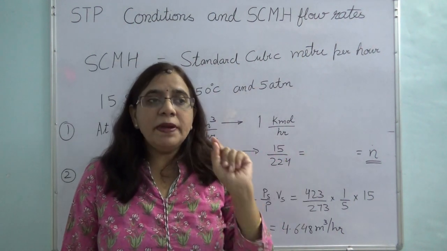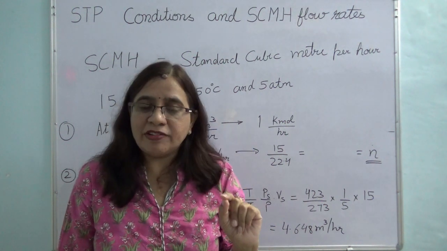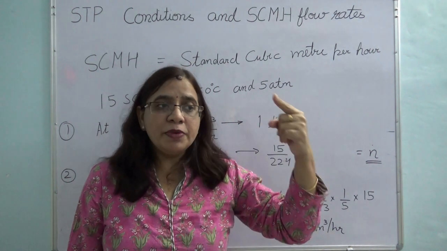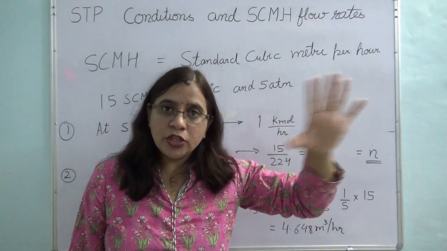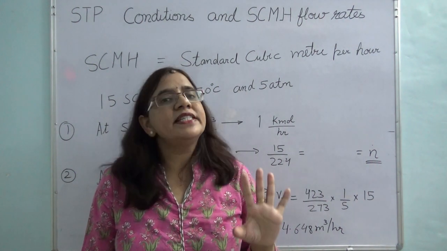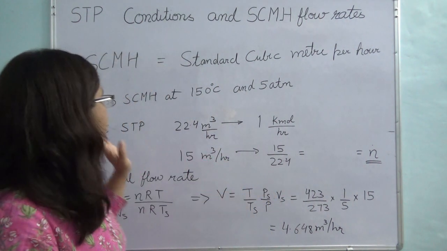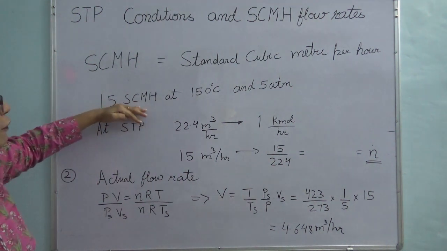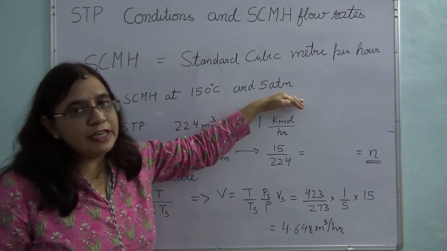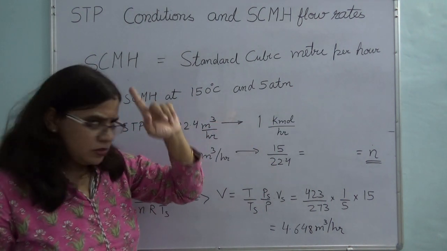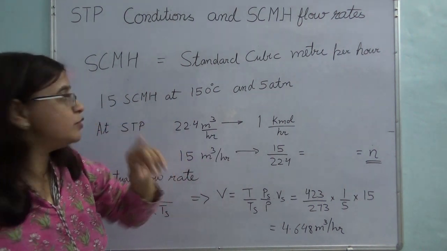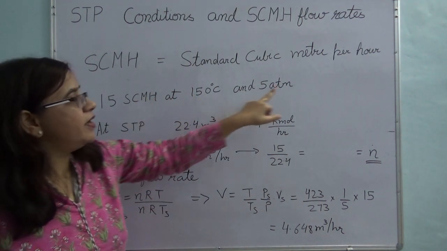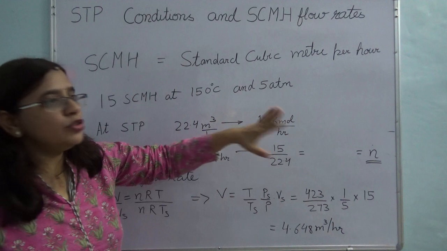Okay, so keep in mind that this is not the actual volumetric flow rate. This is the flow rate the gas will have if you bring the gas from its actual condition to standard condition. Okay, so let's understand it using an example. Suppose I have reported a flow rate of 15 SCMH at 150 degrees and 5 atmosphere. Okay, so initially it becomes a little confusing because I am saying that the gas is at standard condition, and again I am specifying another temperature and pressure. Okay, so don't get confused.